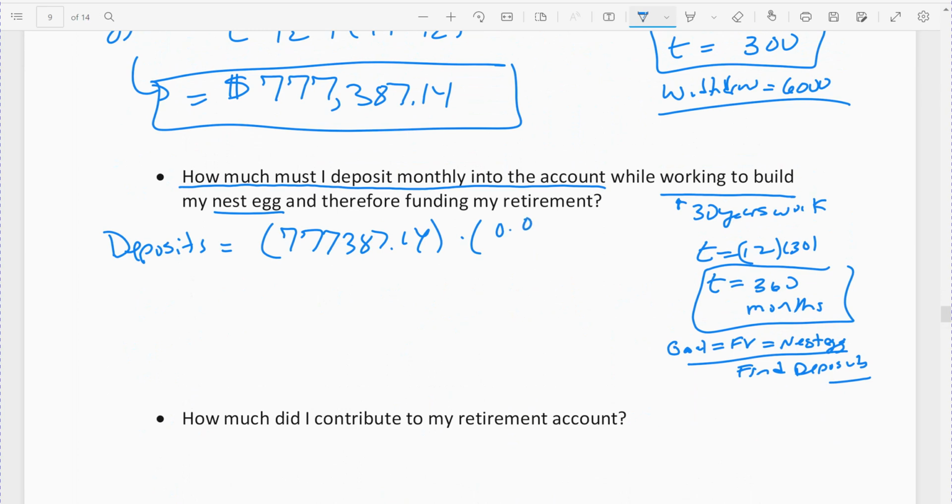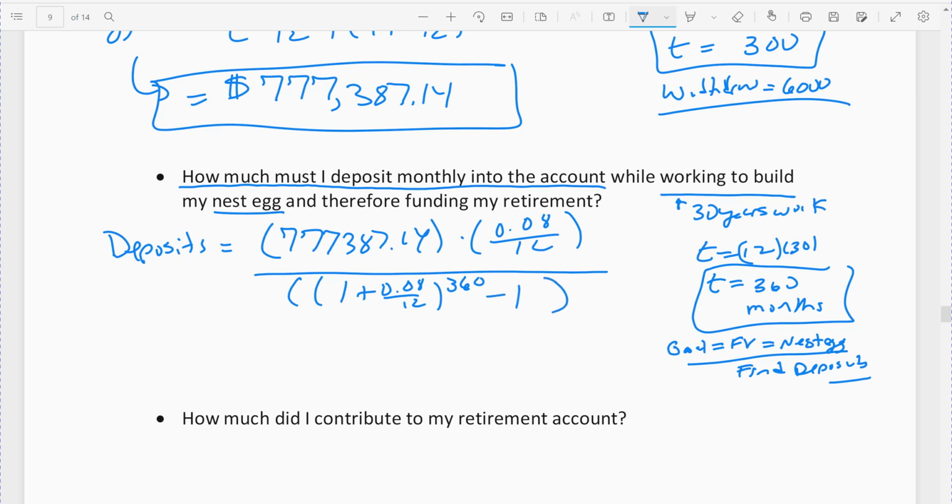It's the same interest rate, so it's still 0.08 divided by 12, and that divided by a double set of parentheses here, 1 plus 0.08 divided by 12 raised to the 360, minus 1, end parentheses. So again, I put the extra set on the goal. You don't need that set there. You do need the parentheses around the R, and you do need the double set of parentheses in the division, needed around the plus and the minus.